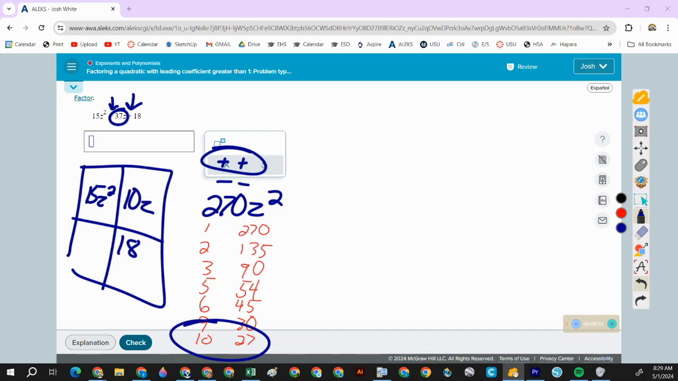So 10z, 27z. The top row shares a 5 and a z. So if I take a 5 and a z out of those, I'm left with 3z plus 2. If I take a 3z out of this, I'm left with 9. So my factors are 3z plus 2 and 5z plus 9.